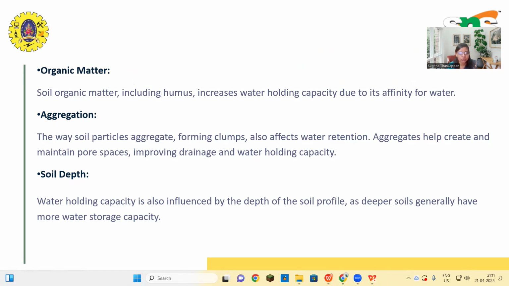Then aggregation. How the soil particles aggregate, forming clumps, also affects the water retention. If the soil has a good aggregation ability, the aeration will be more, and it can maintain the pore spaces, which in turn improves the drainage and water holding capacity. And finally, the soil depth, which is influenced by the soil profile. If the depth is more, the deeper soils have more water storage capacity.